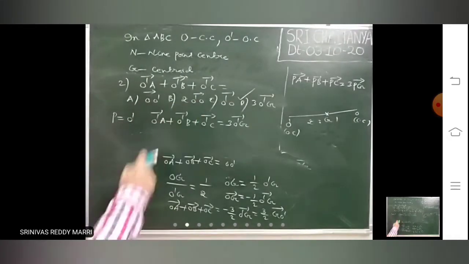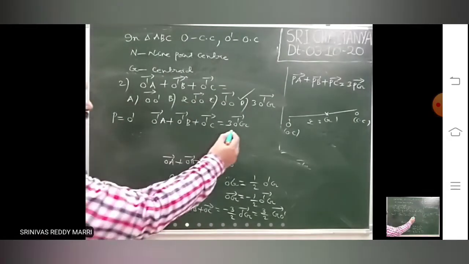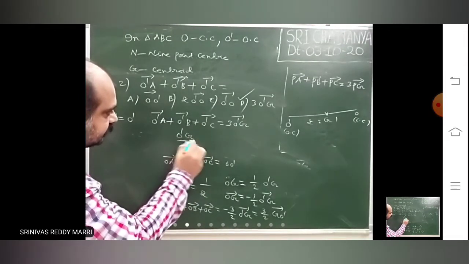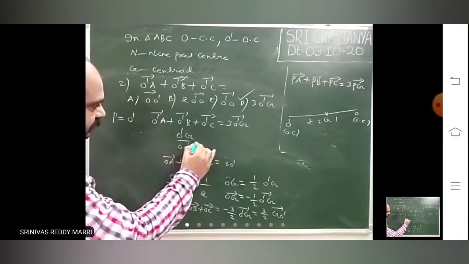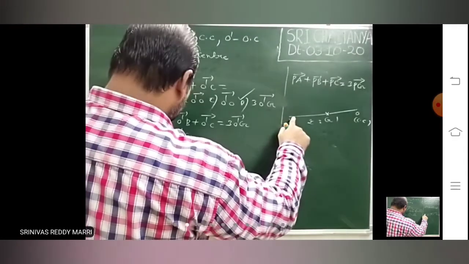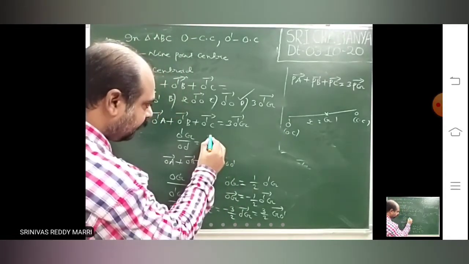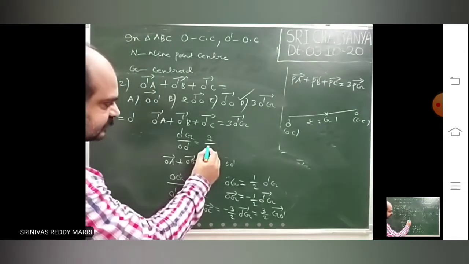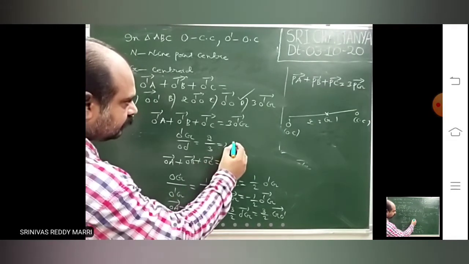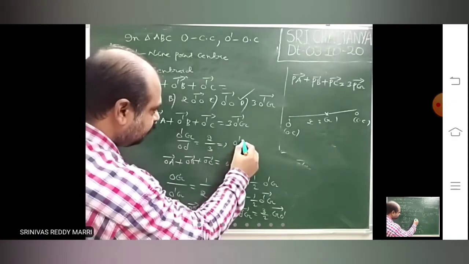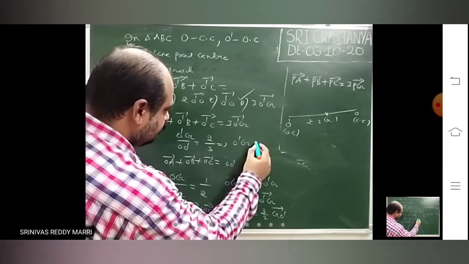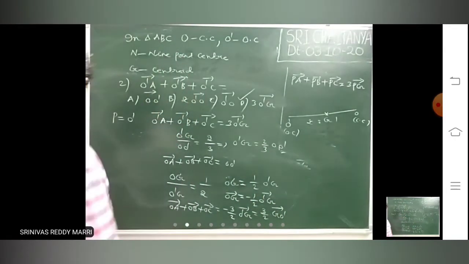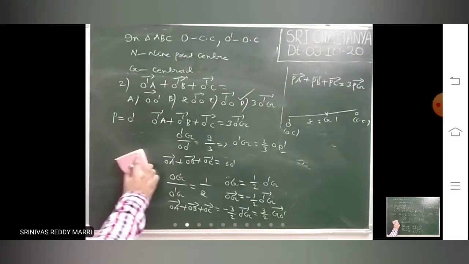Now he is asking relation in O dash O also. Now look at O dash G, find a relation. O dash G length, what do you want? Look at O dash G. O dash G is two parts divided by O dash O, which is three parts. That implies O dash G equals 2 by 3 O dash O.